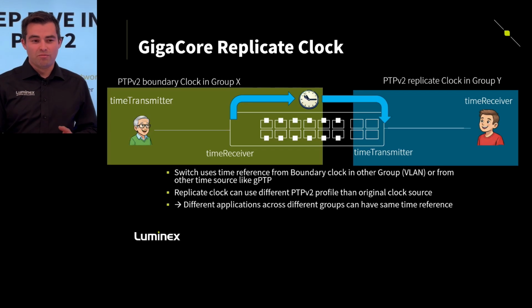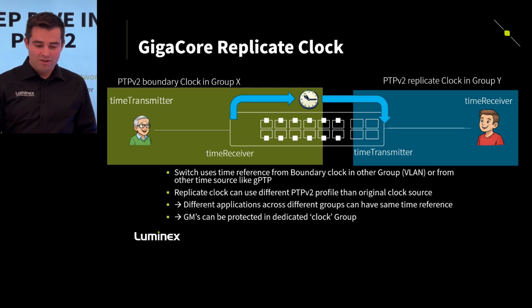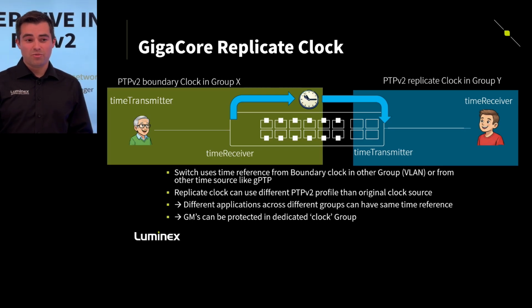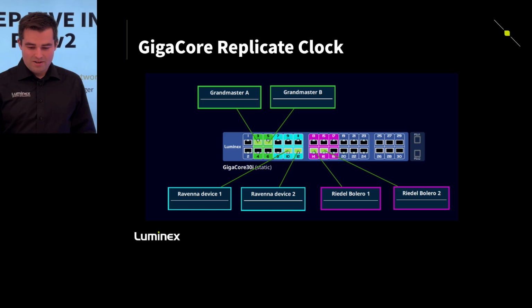This means that you can have different applications, all having the same time reference. And you can also put your grandmasters in a dedicated clock group, which kind of protects them. So here's another example. In the green group, there are the grandmasters. You can have multiple, and they will handle grandmaster election through the best time transmitter clock algorithm.